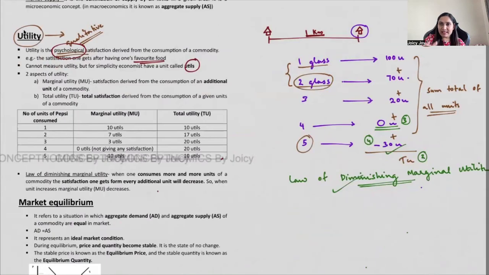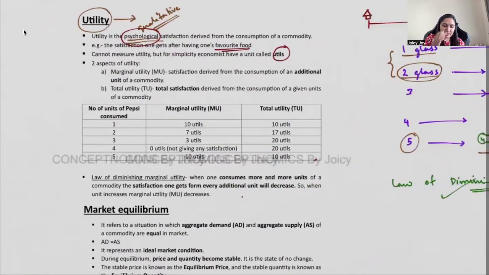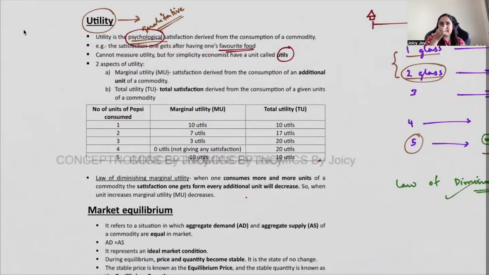So with this small example, with this small illustration, we have completed almost all the concepts related to utility. Let's revise it one more time. So what is utility? It is the satisfaction. As we said, it is the psychological satisfaction that you derive from consuming a particular commodity. For example, when you eat your favorite food, the satisfaction that you get is your utility. Now, we discussed what is marginal utility.